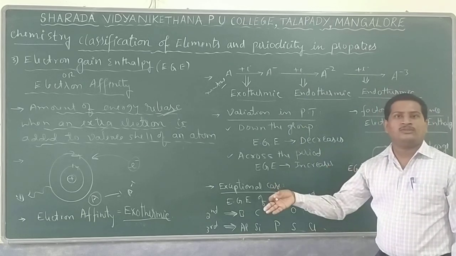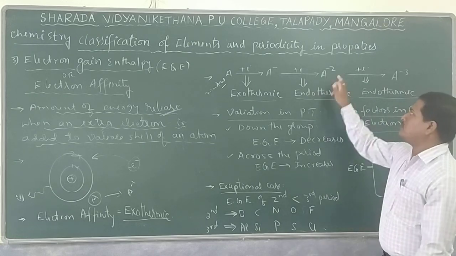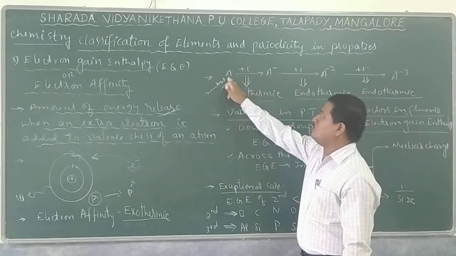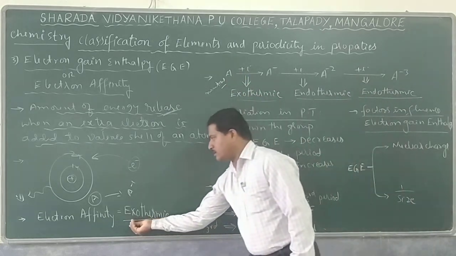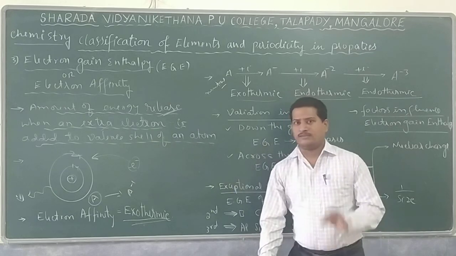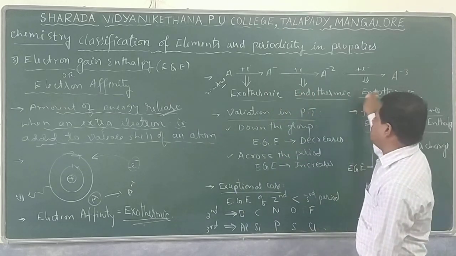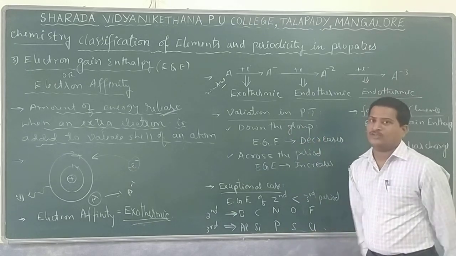Electron addition to an anion is always endothermic in nature. Addition of an electron to an anion needs energy, whereas addition of an electron to a neutral atom releases energy. As a result, we write electron affinity as exothermic, that is, for the first addition of an electron to a neutral atom. So this is the point that should be noted. And let us see in the periodic table how the variation takes place.